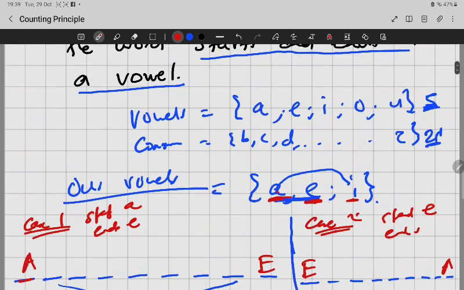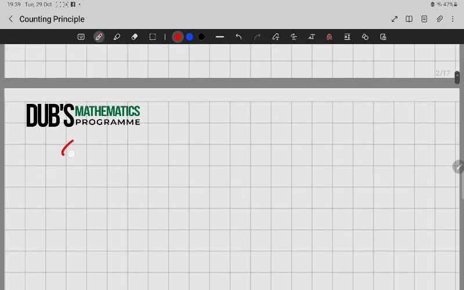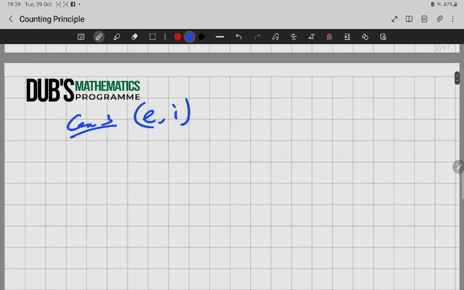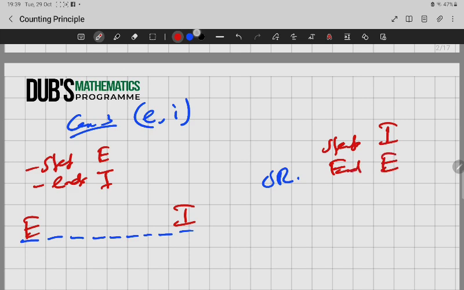So we've covered A and E, A and I, now it's E and I. So case 3, E and I. One can start with E, end with I. So we still have 1, 2, 3, 4, 5, 6, 7, 8, 9. Starts with E, ends with I, or starts with I, ends with E. So we have 1, 2, 3, 4, 5, 6, 7, 8, 9. Starts with I, ends with E.